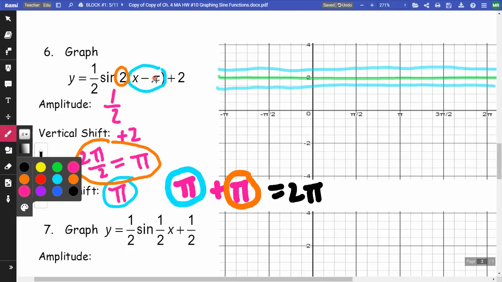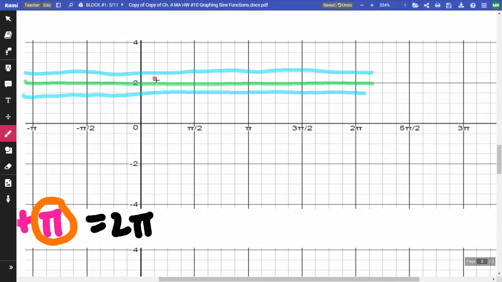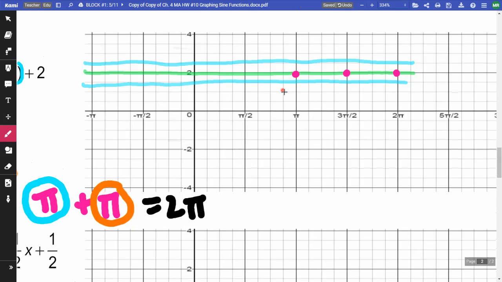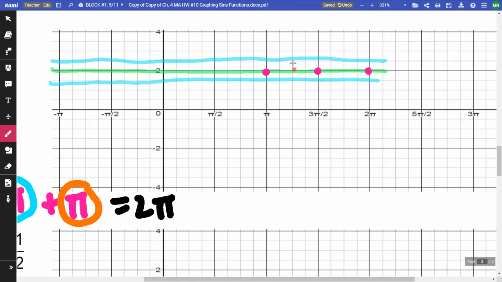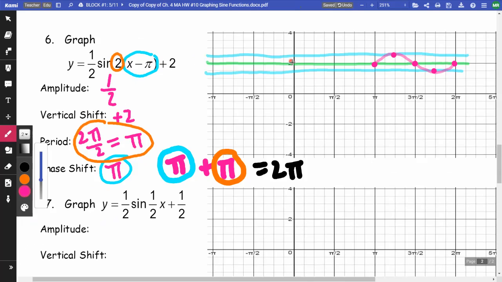So my graph is going to start at pi and end at 2 pi. Okay, so I'm going to start at pi. That's my start. I'm going to end at 2 pi. Halfway in between is going to be my 0. And halfway between those, I am going to be going up 1/2. Just making sure it was starting up first. I'm going to be going up 1/2. And then over here, down 1/2. And this is going to be our graph.